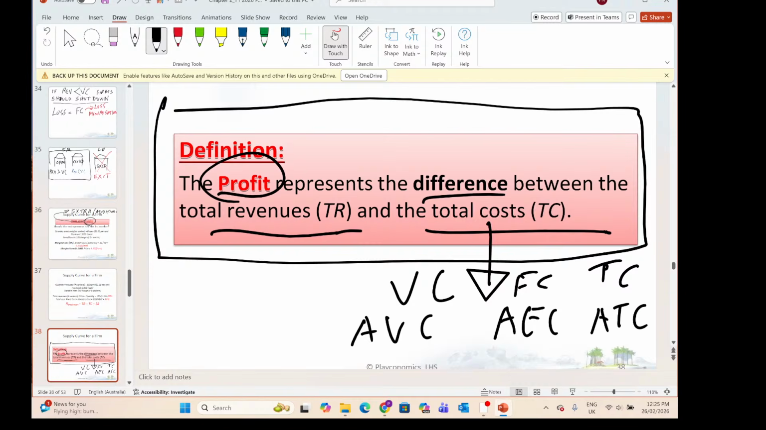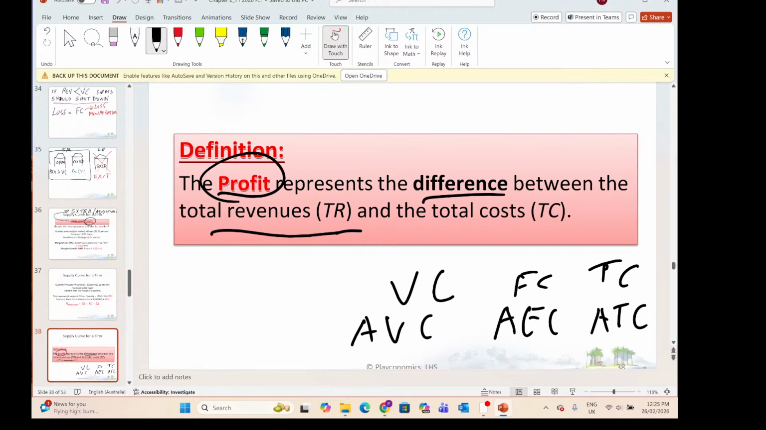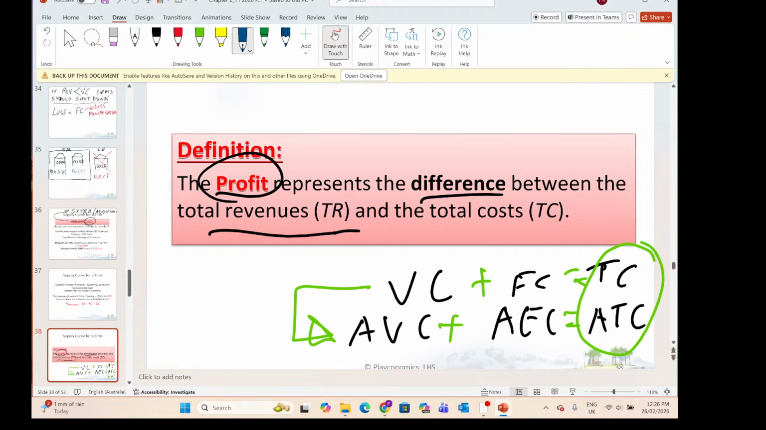If I add our variable cost to our fixed cost, we get our total cost. If we put our variable cost over our quantity, then we'd get our average variable cost. And if we add our average variable cost to our average fixed cost, we would get our average total cost. So we can get our average total cost two ways. We can just get the total cost and put it over the quantity. Let's do that on our table.